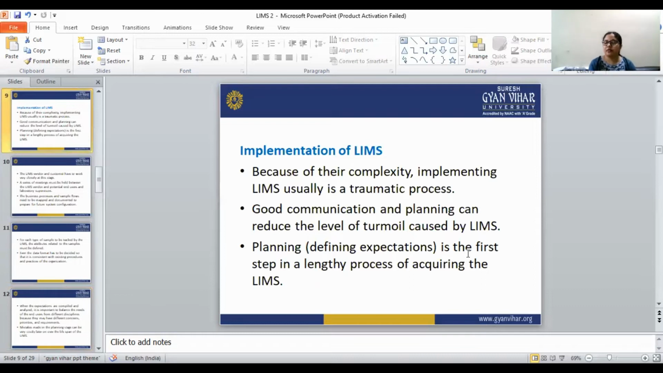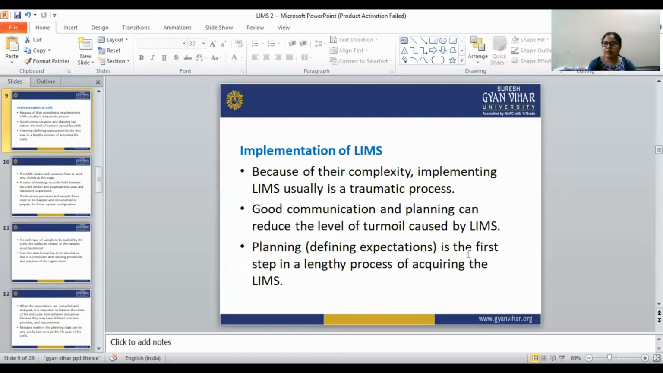Next, see the implementation of the LIMS. This LIMS is a very complex process. Because of their complexity, implementing LIMS is usually a traumatic process. So this is a very tough process because of their complexity.